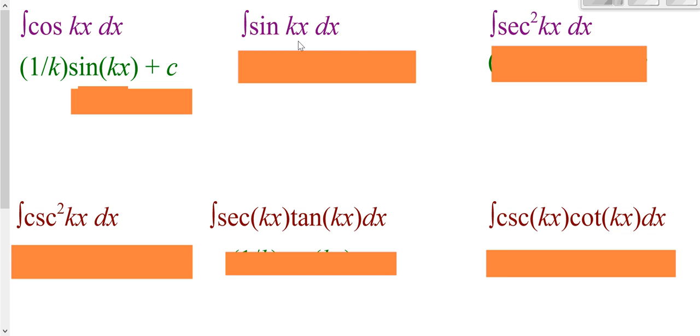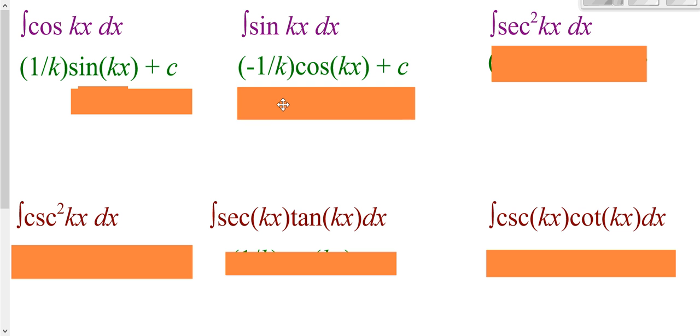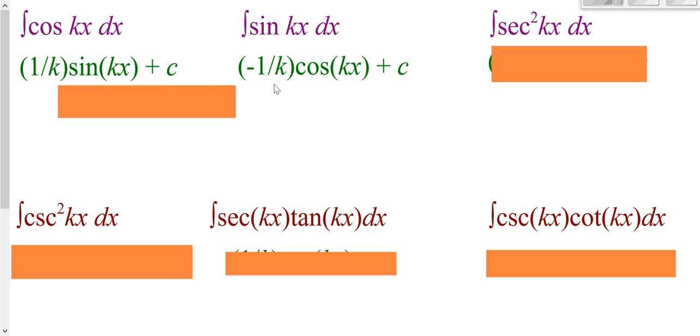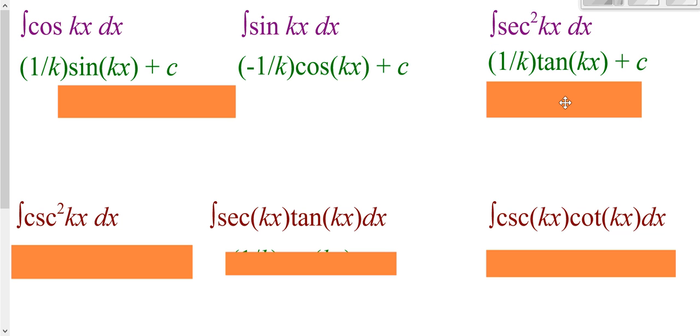You'd have to undo your chain rule, so you'd have a 1 over k, but there's also going to be a negative hanging out, because the derivative of cosine, you know, is negative sine. And we don't want a negative sign, we want a positive, so we got to change this. And then similarly for secant squared, you got to think, the derivative of what is secant squared? Well, that's tangent. You have a 1 over k because you have to undo your chain rule.